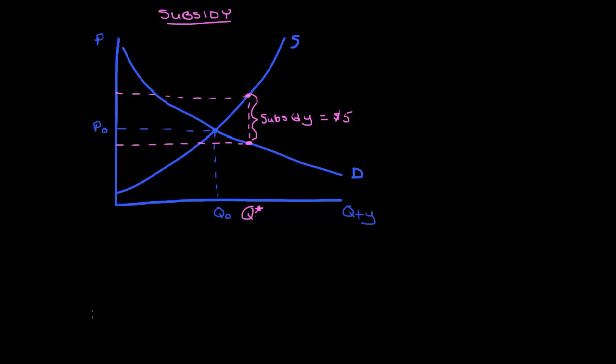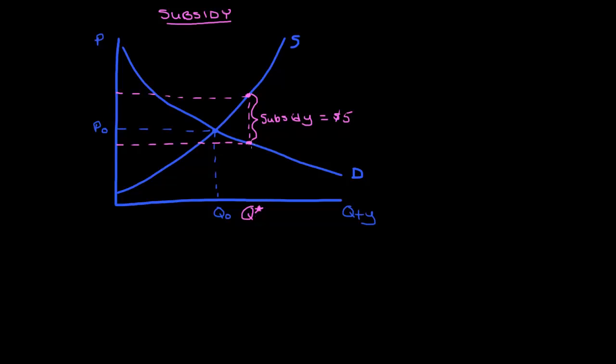The subsidy wedge is similar to a tax wedge in that you'll find a particular quantity where the difference between the demand and the supply curve is equal to the subsidy. The only difference here is, unlike a tax, where the tax will reduce the equilibrium quantity of transactions, a subsidy will actually encourage more transactions.